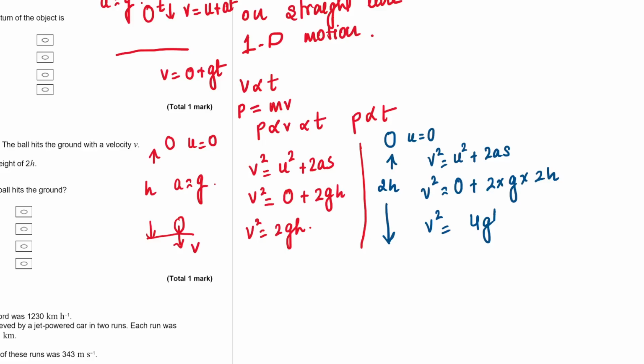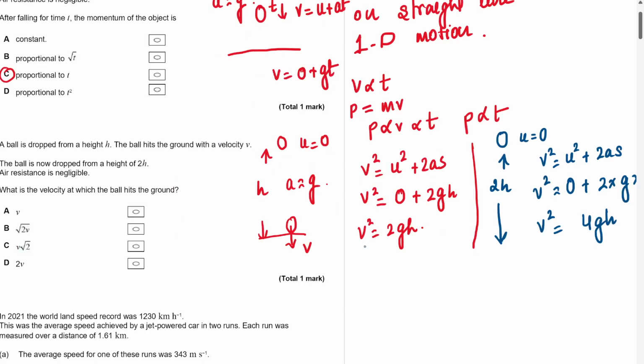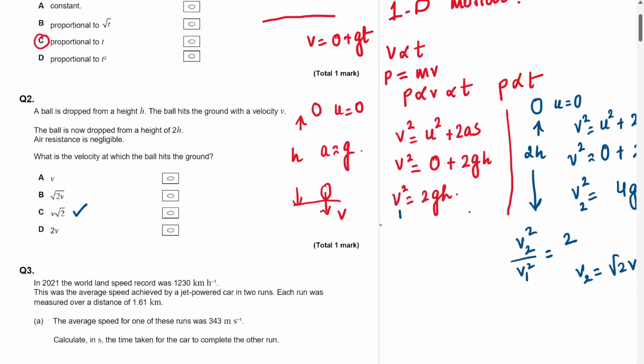So how many times is it the initial one? What is the relationship between them? I'm just taking these as v1 and v2. Dividing these two, you'll get 2, so v2 is root 2 times v1. So that is C. Or if you are good at rearranging or proportionality questions, you can just do it from here.